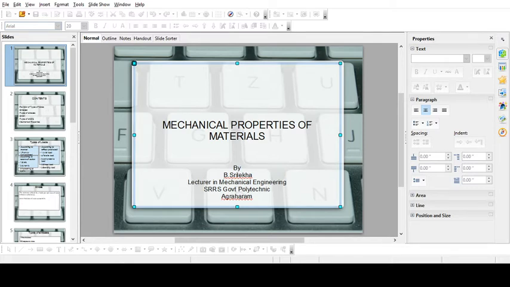Next is bending load. Bending load is nothing but a transverse load that will tend to bend the structural member. So the load which is acting in a transverse direction and will make the body bend, that is a bending load.